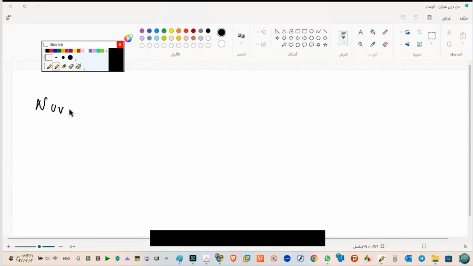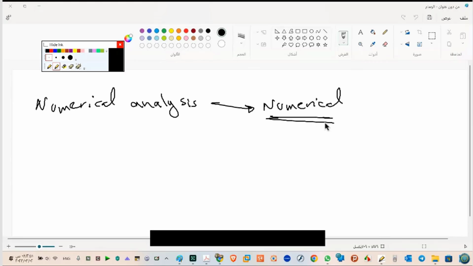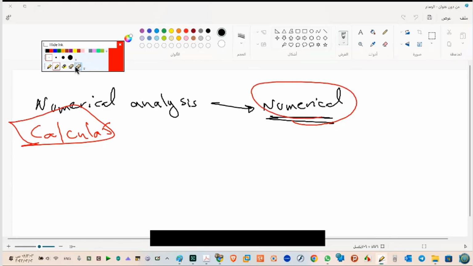For numerical analysis course, this course depends on numerical or number. So we will solve examples based on numbers, or some mathematical methods based on numbers. Okay, we have calculus. So why do I need numerical? I don't need calculus, I need numerical. Okay, I will explain why.